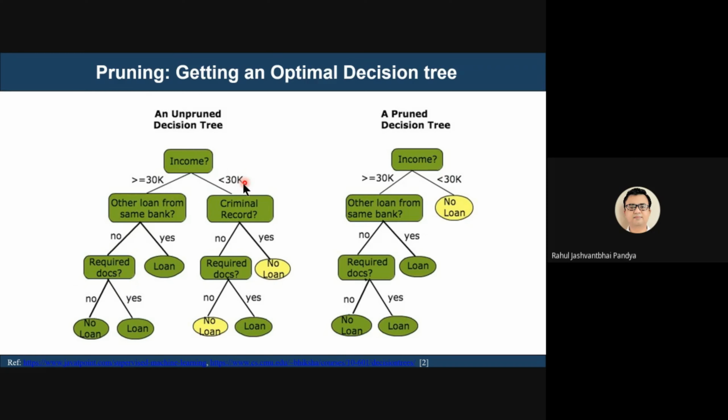Right here, you can see below 30,000, we don't need to check them at all, and we can say no loan. So the loan is not given. So here you can see based on my split decision rules, I have this larger tree, and then further I can prune my sub branches here. That's called pruning.